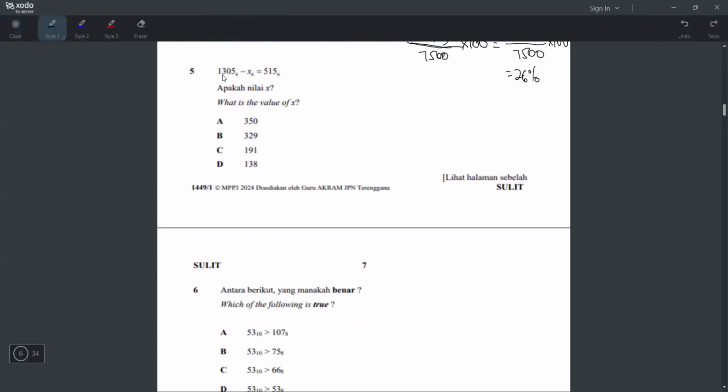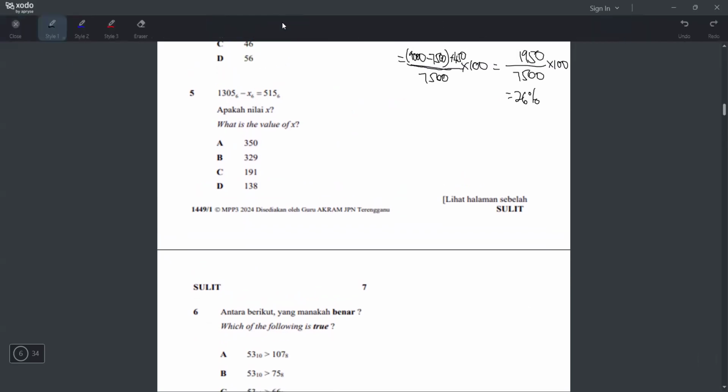Okay, number five. 1305 base 6 minus x base 6 equals 515 base 6. Apakah nilai x? What is the value of x? Okay, this is a number bases question, right? From chapter 4. Alright, how to find x?